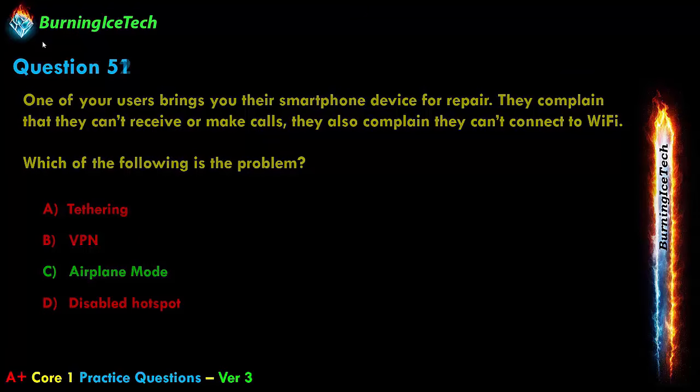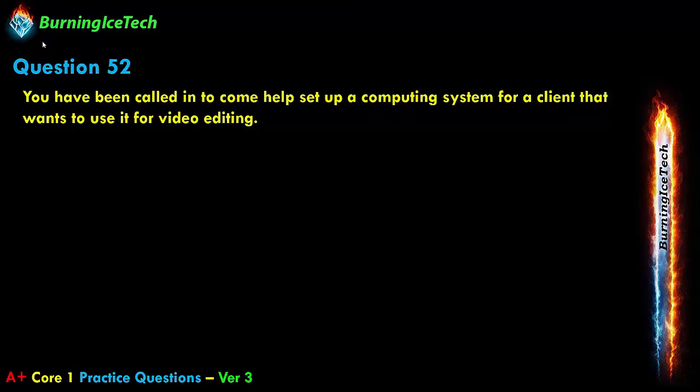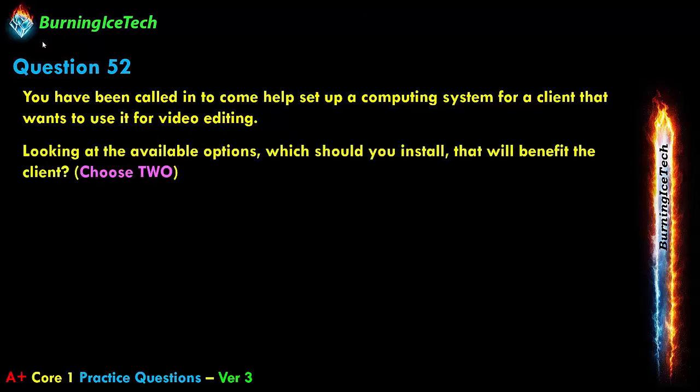You normally have to go and turn it on for another device to be able to connect to your phone's internet. Question 52. You have been called in to come and help set up a computing system for a client that wants to use it for video editing. So you're going to need certain resources for that. Looking at the available options, which should you install that'll benefit the client?